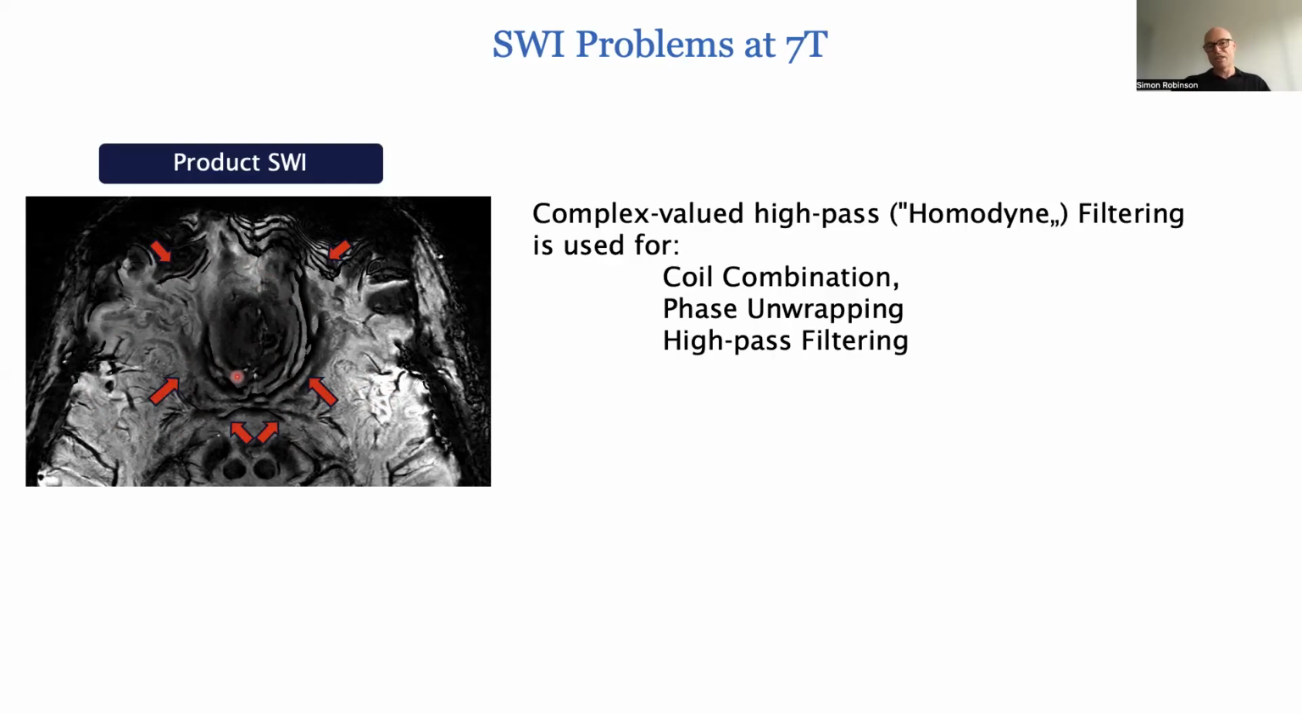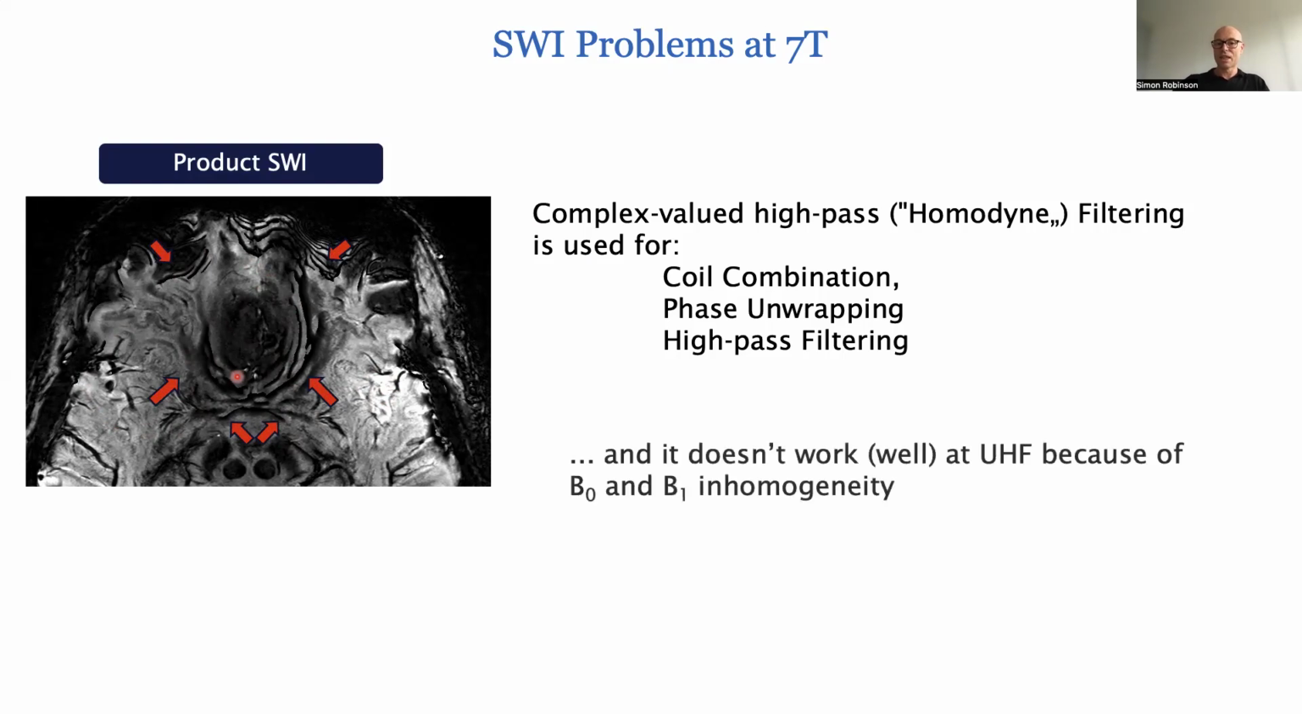So, and these all arise from the fact that basically SWI was developed by Jürgen Reichenbach and Mark Haacke for 1.5T, and there they used complex valued high pass filtering, which works very well at 1.5T, and that subsumed the functions or the steps that I've looked at before of coil combination, phase unwrapping, and high pass filtering. And that method doesn't work well at ultra high field because of inhomogeneities, both in the static magnetic field and in B1.